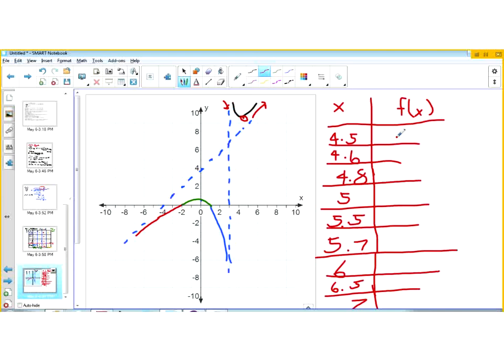So let me grab my calculator, and let's figure out what the function value is at 4.5. So 4.5 squared plus 4.5 minus 2, and that divided by 1.5. Now please check my math. I contend that this output value would be 15.167.